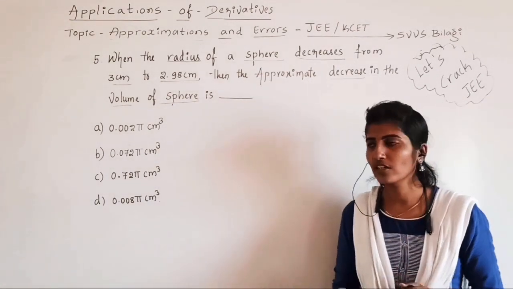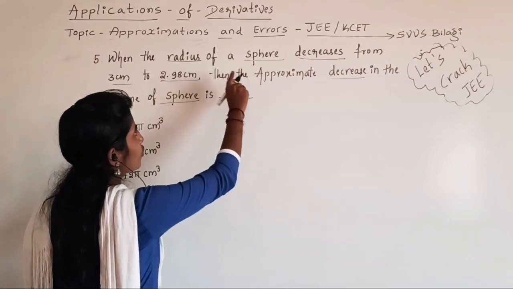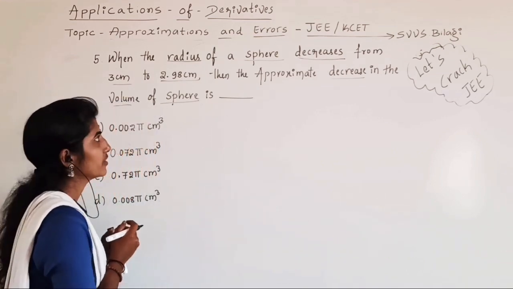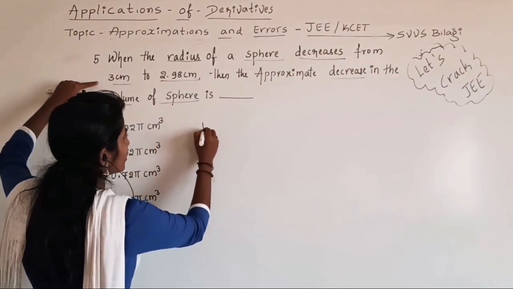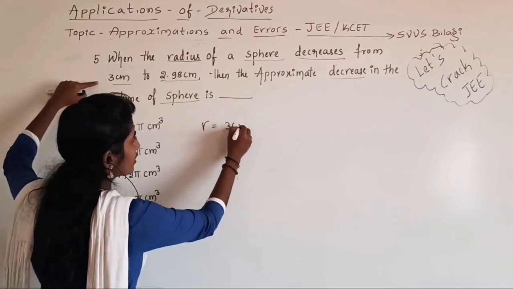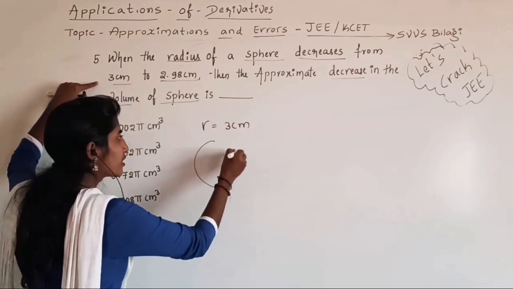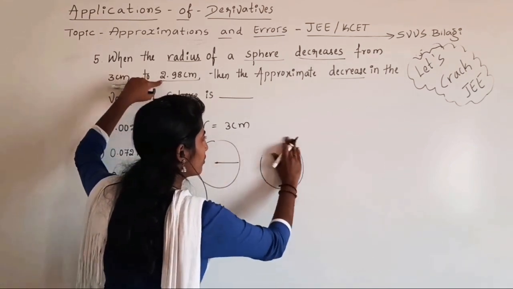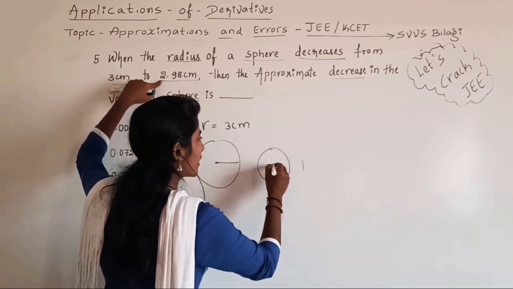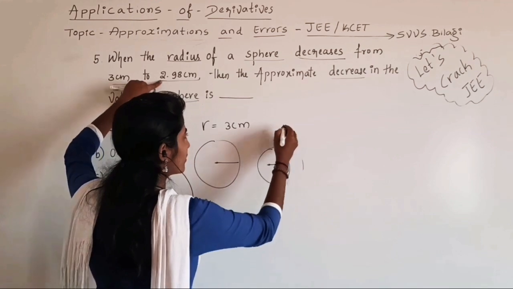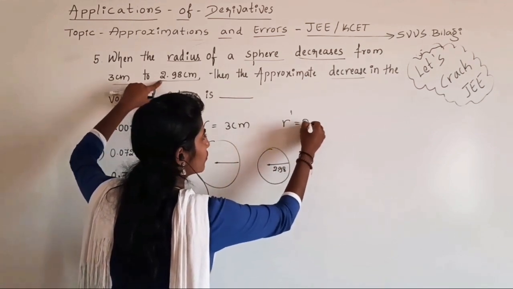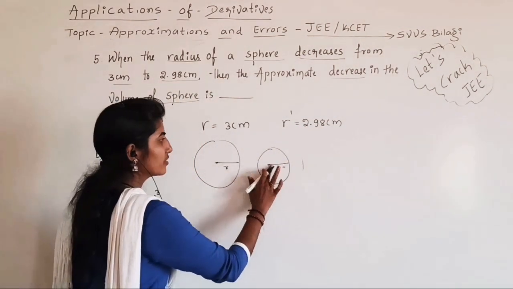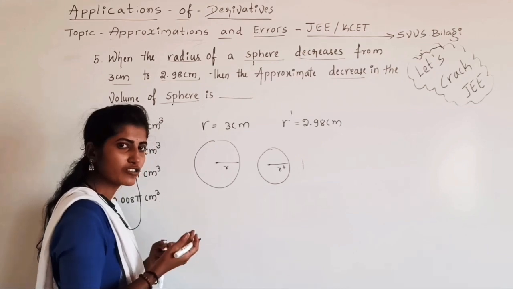They are asking, okay? So since there is no specific radius given, it is decreasing from one quantity to another quantity. See, let us take r is equal to 3 cm as my radius of sphere, and it is decreasing to 2.98. In the sense I am going to take it as r dash, that is equal to 2.98 cm. Since there is a decrease in radius, there will be a decrease in its volume.